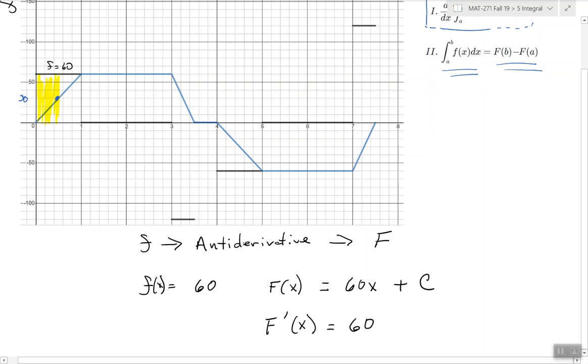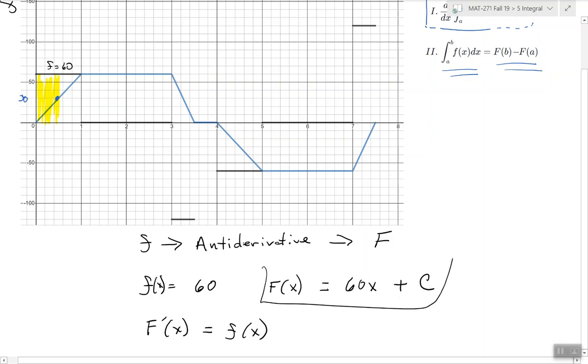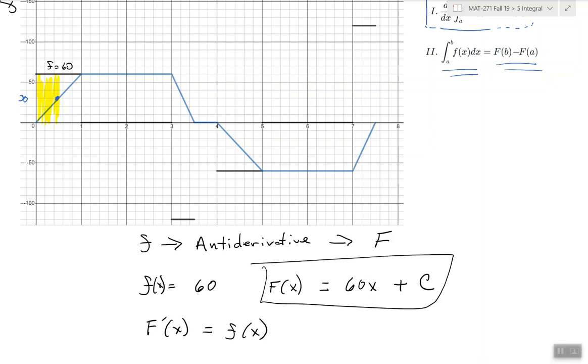If f of x is 60, its antiderivative has got to be 60x plus c, because the derivative of 60x plus c will give me, so I've just shown F prime of x is f of x, and that's what I need. So we got 60x plus c as my antiderivative. So this is the new big idea, the antiderivative. I want to make another video. We're going to kind of use this idea.